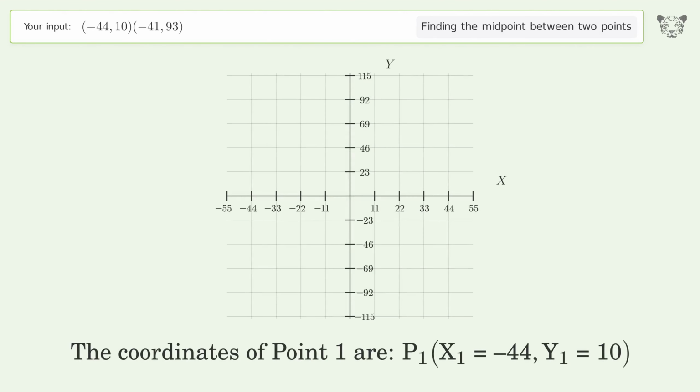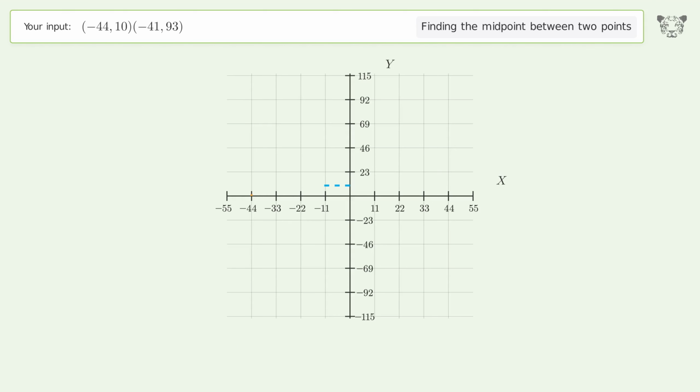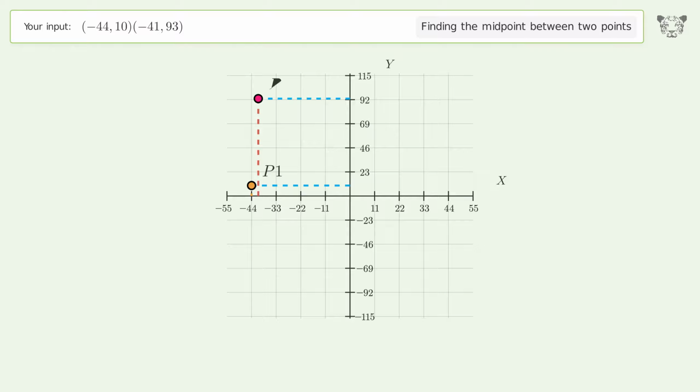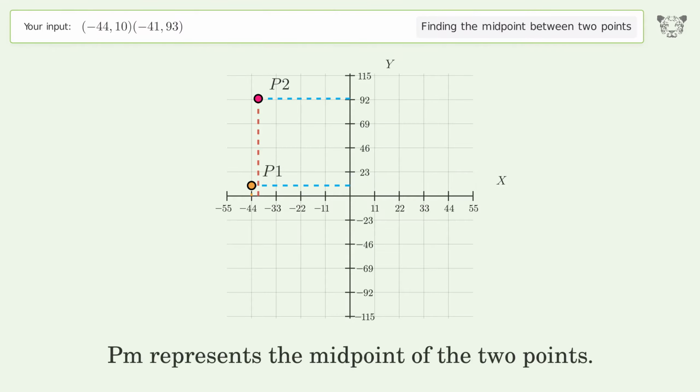The coordinates of point 1 are, x1 equals negative 44, y1 equals 10. The coordinates of point 2 are, x2 equals negative 41, y2 equals 93. PM represents the midpoint of the 2 points.